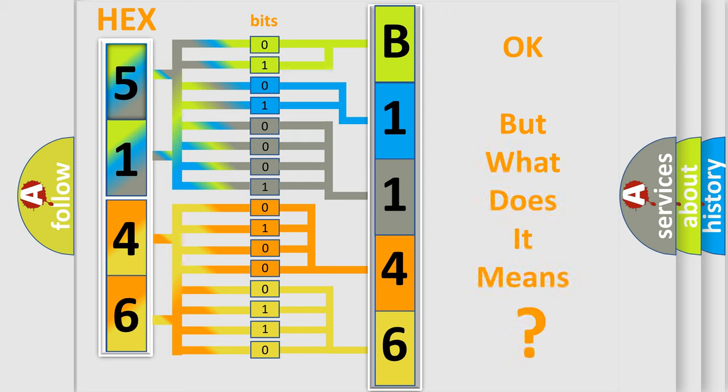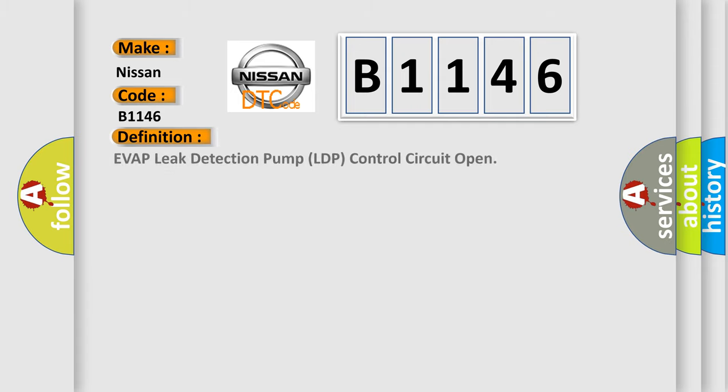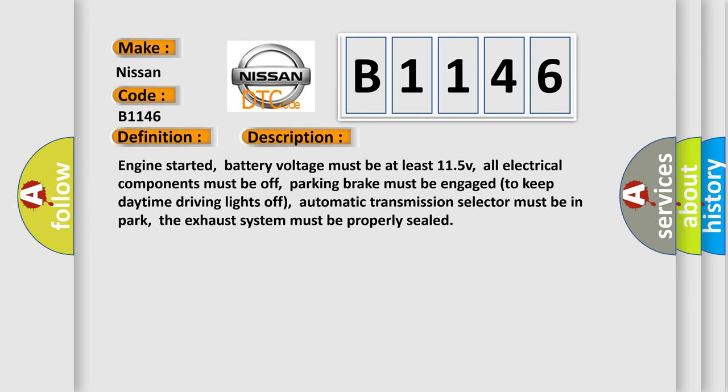The number itself does not make sense to us if we cannot assign information to what it actually expresses. So, what does the Diagnostic Trouble Code B1146 interpret specifically for Nissan car manufacturers? The basic definition is EVAP leak detection pump LDP control circuit open. And now this is a short description of this DTC code.